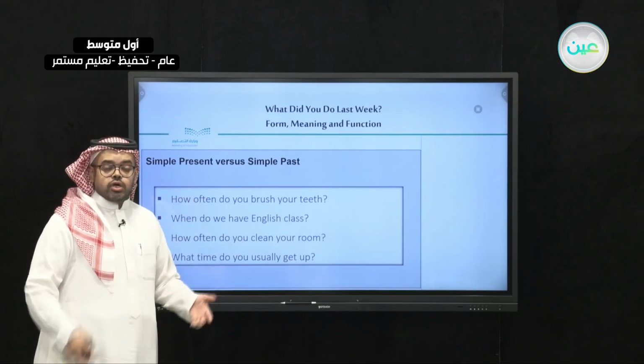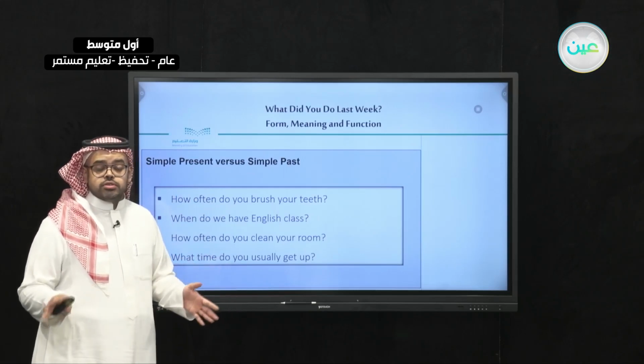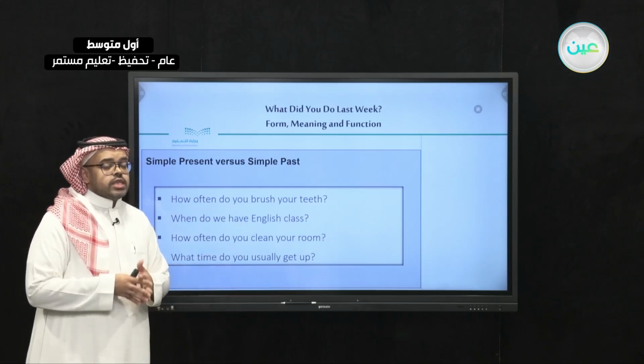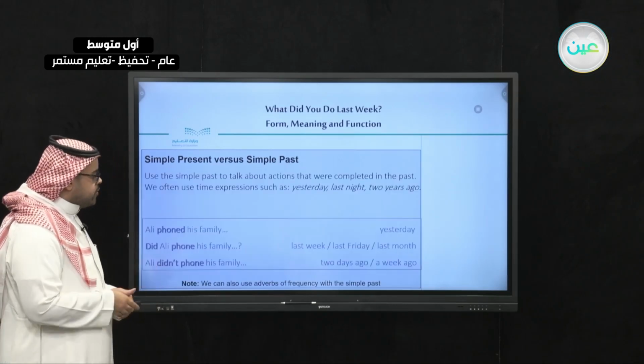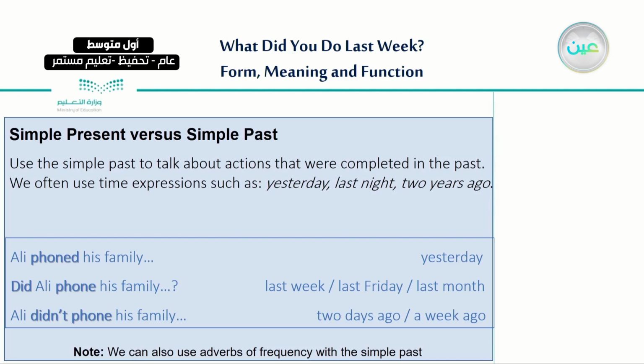So whether we're talking about habits or routines, the most important thing here is that we use the simple present tense. Now let's talk about the other tense we have, which is the simple past. We usually use the simple past to talk about actions that were completed in the past.